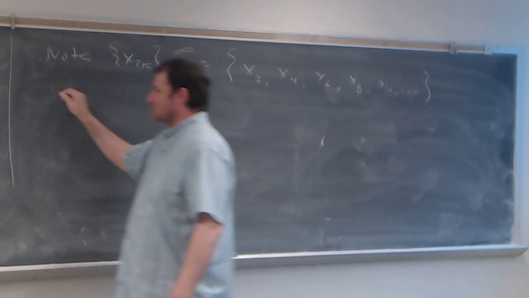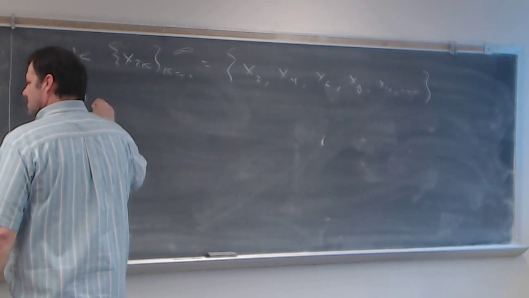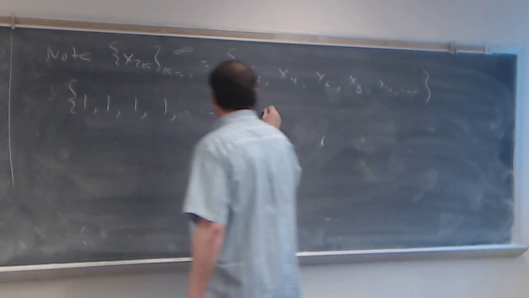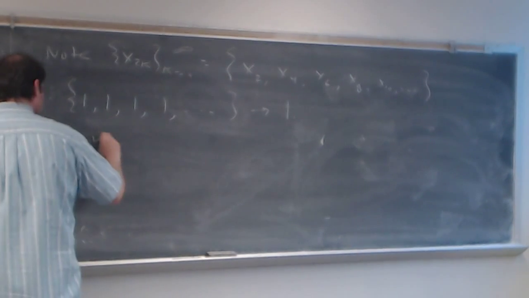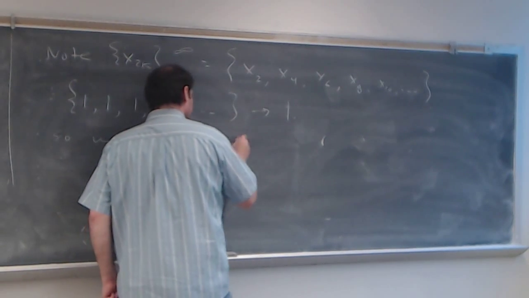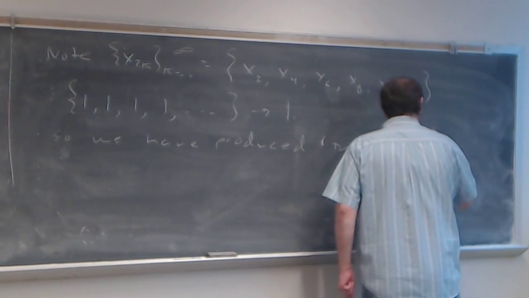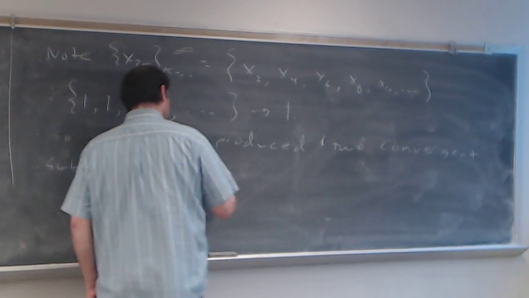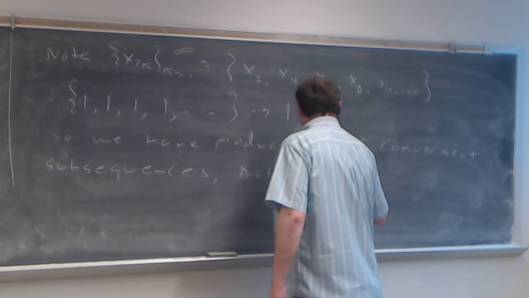But the second term in the original sequence is, what's the second term? One. What's the fourth term? One. What's the sixth term? One. They're all one. And this converges to one. Okay? So we've produced two convergent subsequences that converge to different limits.